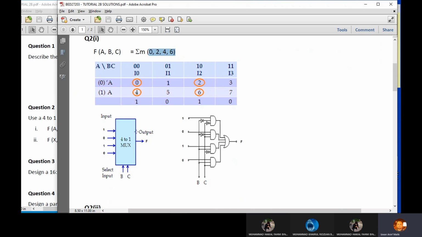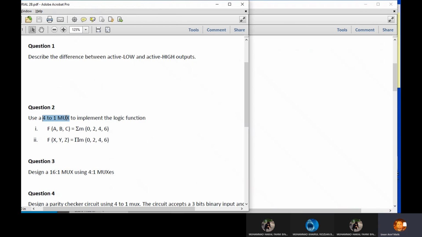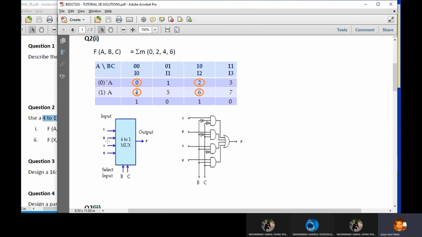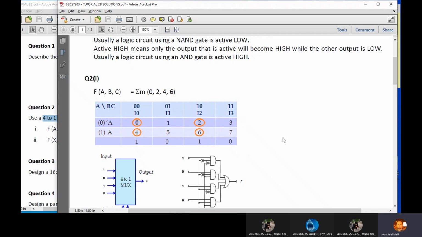So how to implement them? You draw a 4-to-1 mux, because the question is a 4-to-1 mux. And then replace the input of each of the I0 until I3 with the one that you obtain here. Okay, so I0 is 1, I1 is 0, I2 is 1, I3 is 0. So 1, 0, 1, 0. Selector is B and C. And then the output is F. Okay, so this is the block diagram, and then this is the circuit diagram. So that is how you implement Boolean expression using multiplexer.